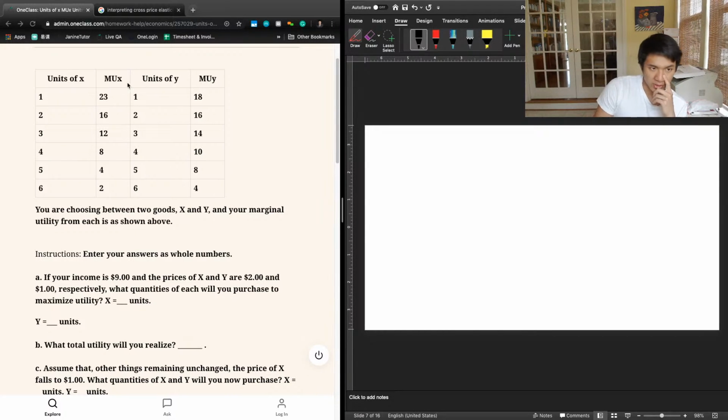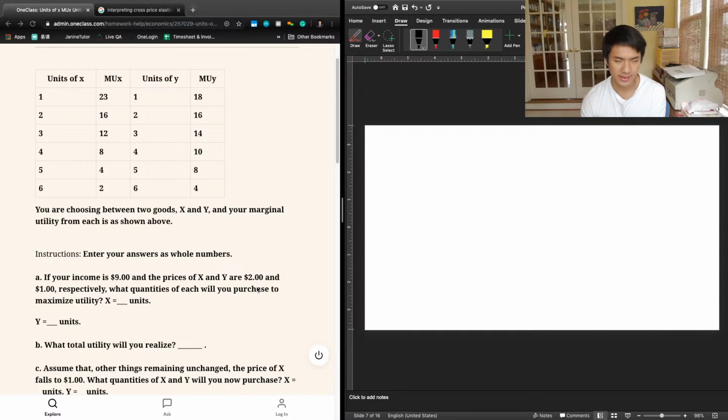So we're given this question here. We have units of X, we have marginal utility for each unit of X, we have units of Y and marginal utility of units of Y. Now remember, because there's a price difference between X and Y, we need to be able to compare this in an apples to apples way. And to do that, we need to do marginal utility per dollar. If the price of X is $2 and the price of Y is $1, we simply divide marginal utility by price.